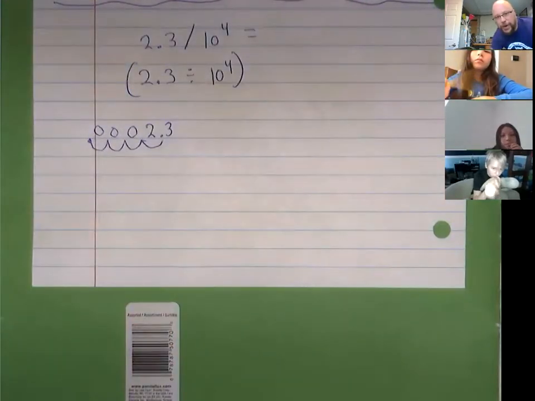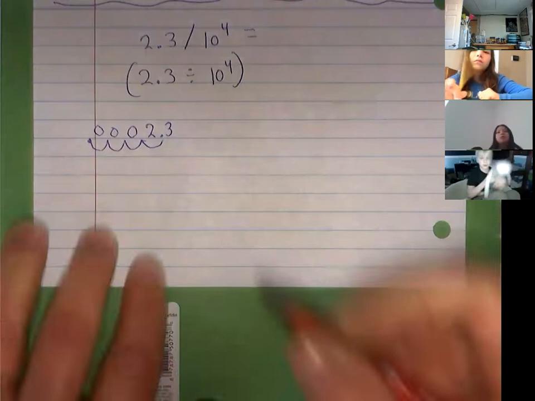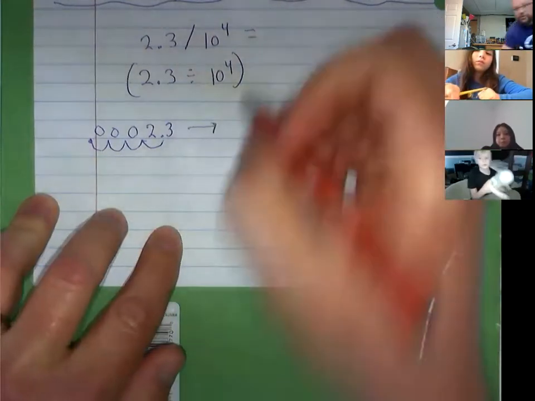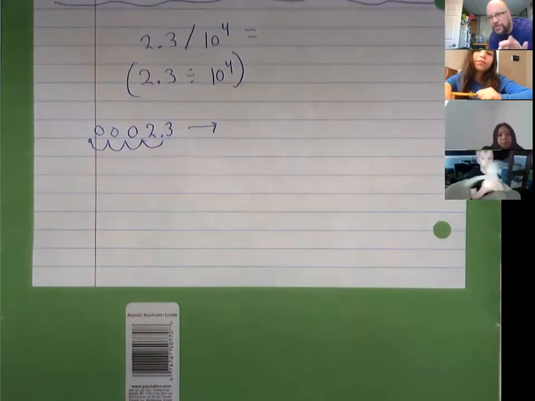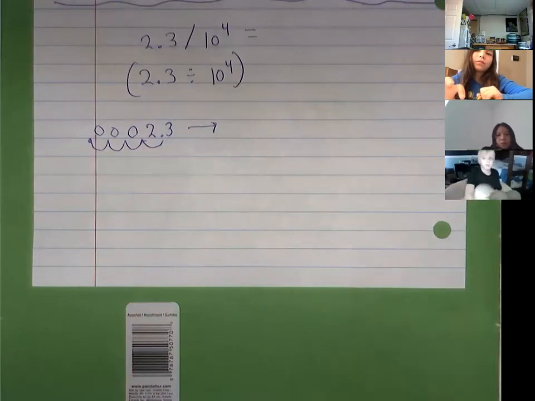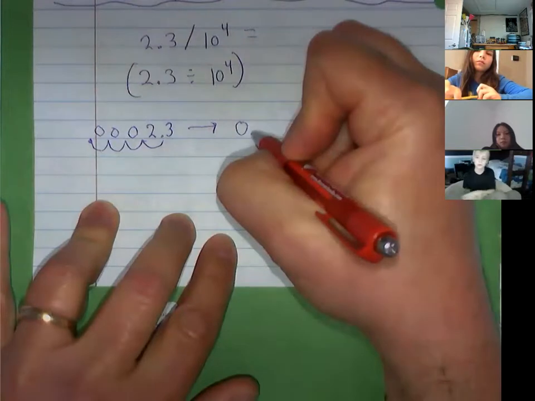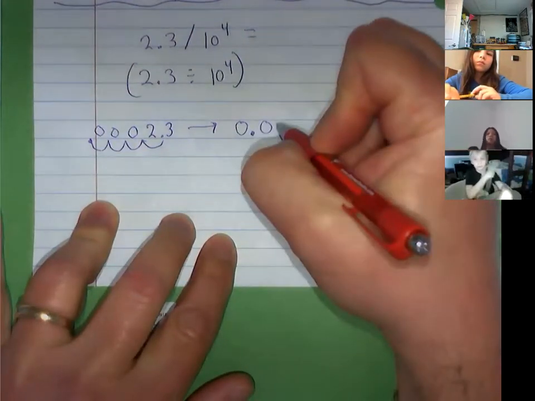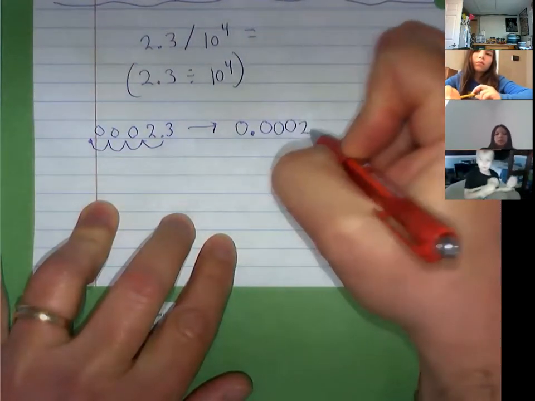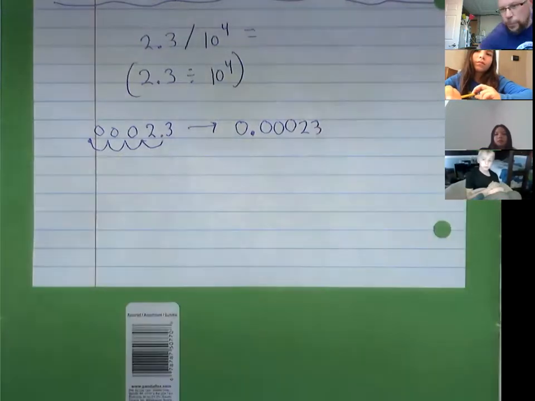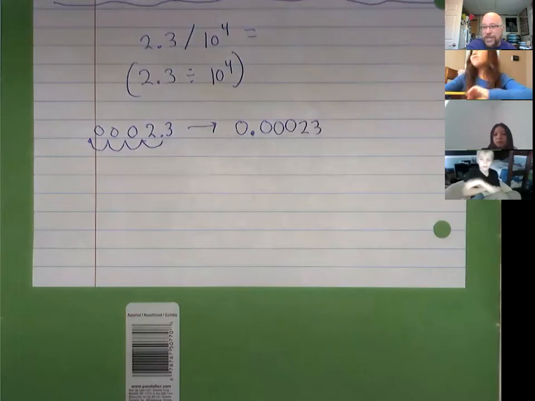And it is. So I'm going to rewrite that a little neater. And I'm also going to include a 0 first. So I'm going to say 0 point, just so we can see where that point is better. All right, 0.00023. And that is 2.3 divided by 10 to the fourth.